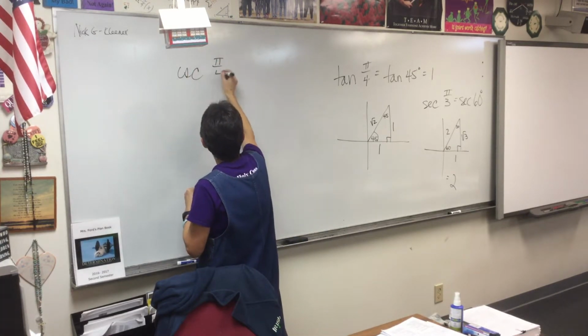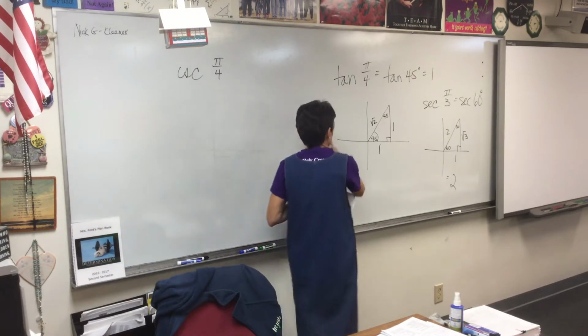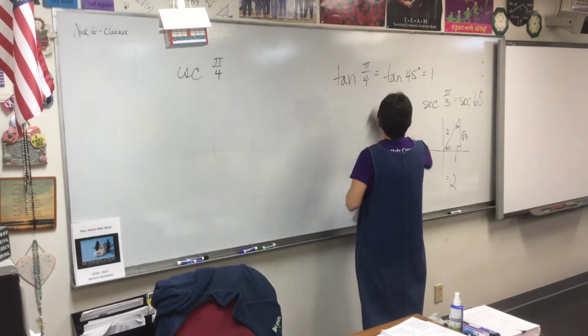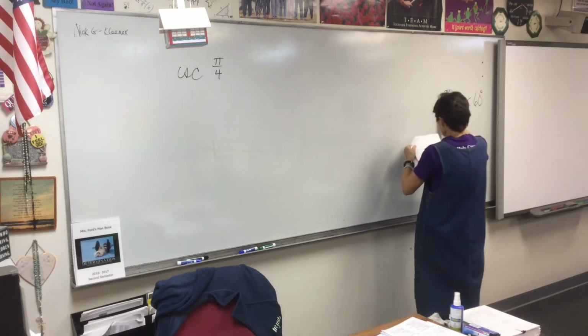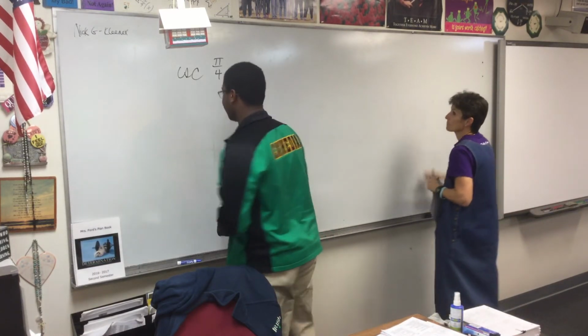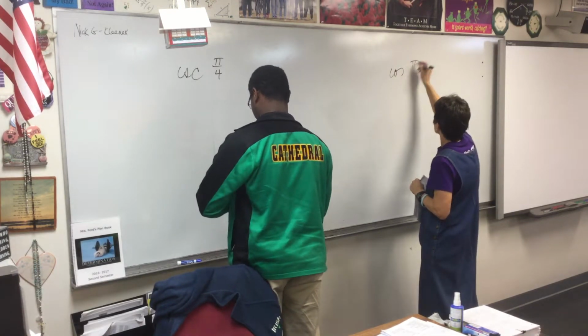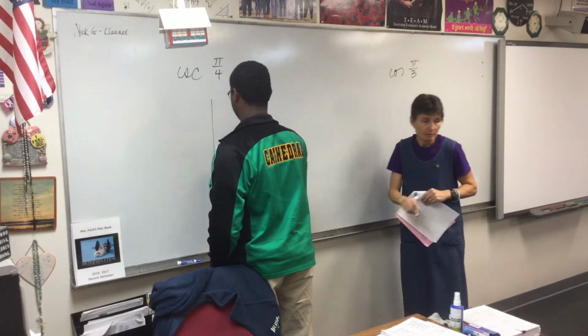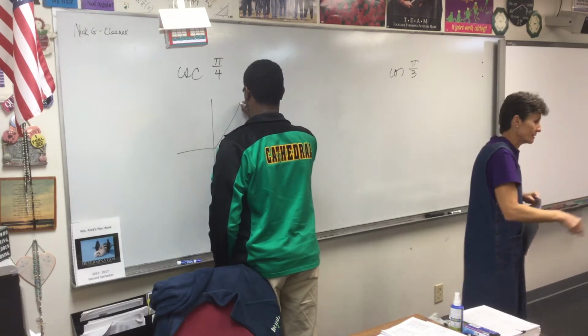Walter's going to do cosecant pi over 4. All right, Zach, you can do cosine pi over 3. All right, so here we go. Everybody's working on this.